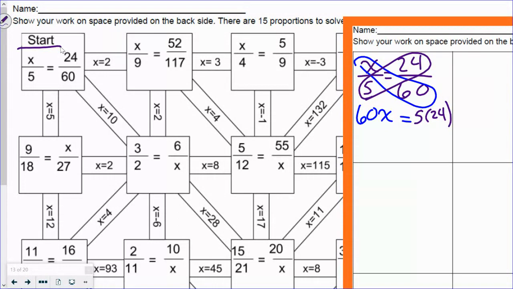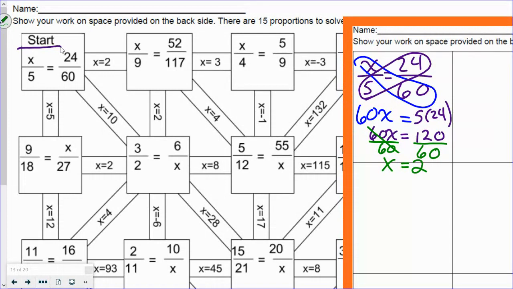Then we want to make our one-step equation. So that means we have 60x equals 120. Well, that's a multiplication one-step equation. Remember, what is the inverse of multiplication? Division. And you always divide by whatever is with our variable. So we cross through there, and we know now x equals 2.